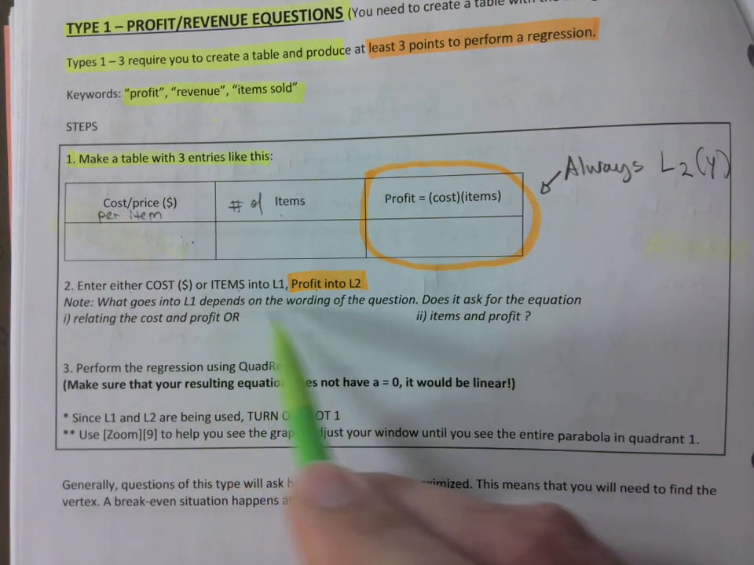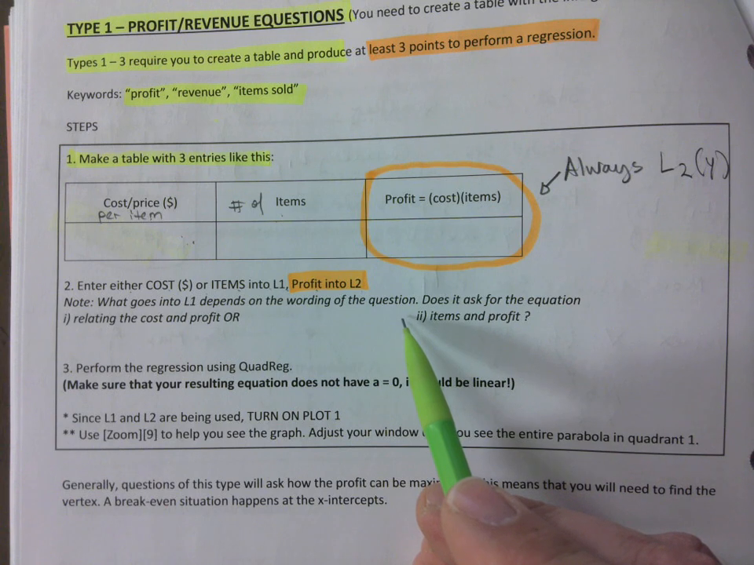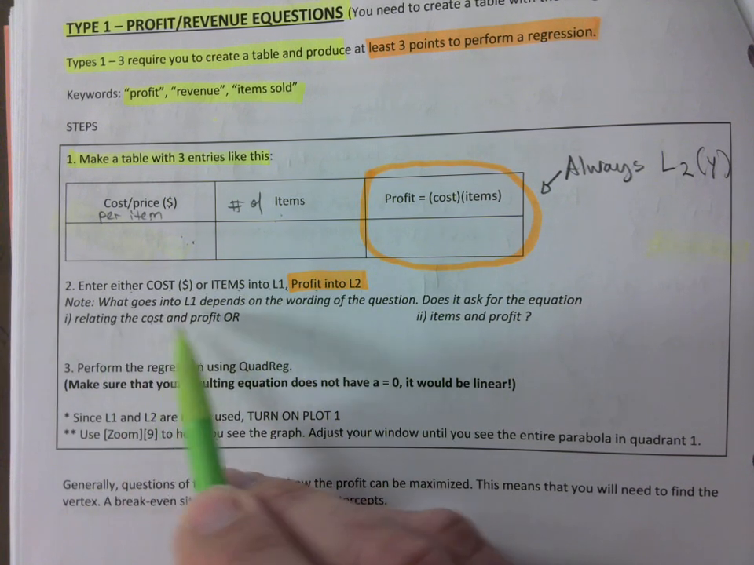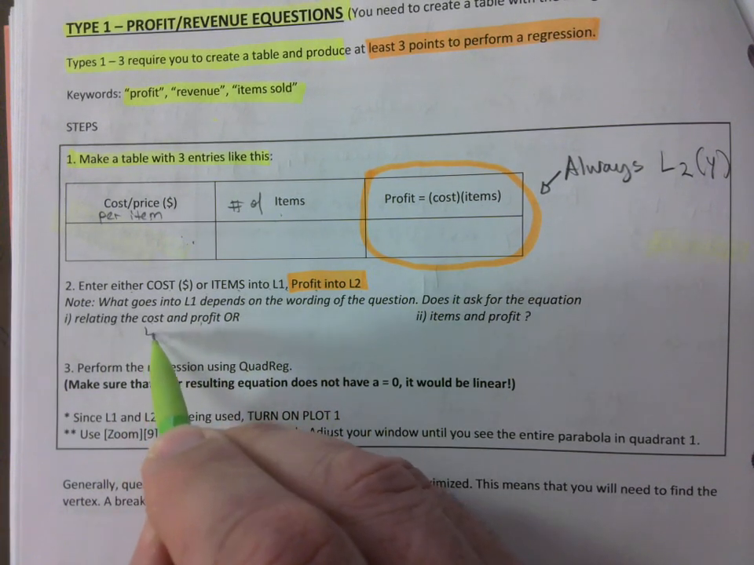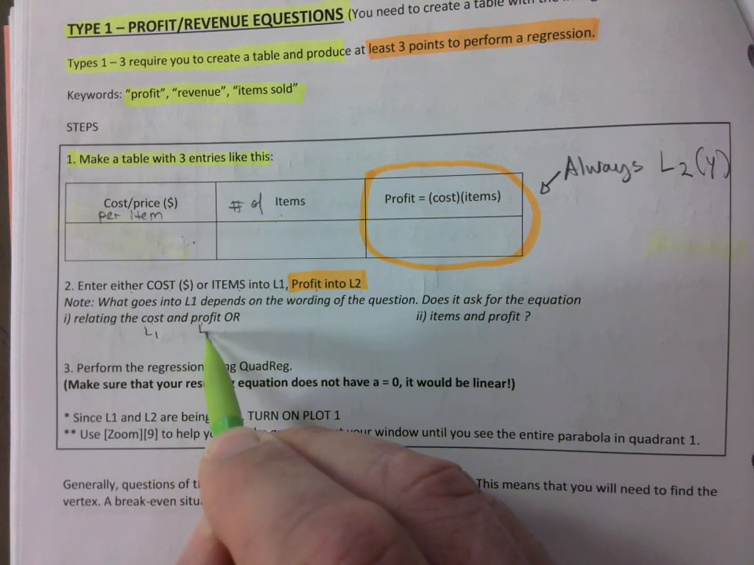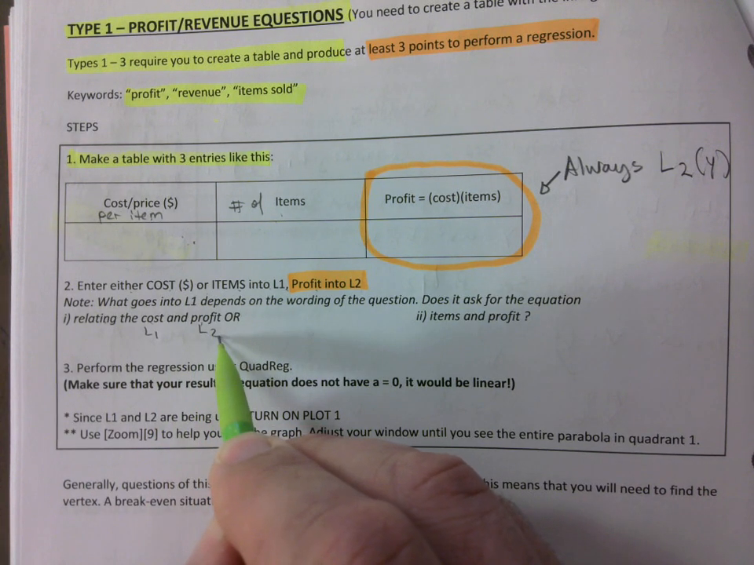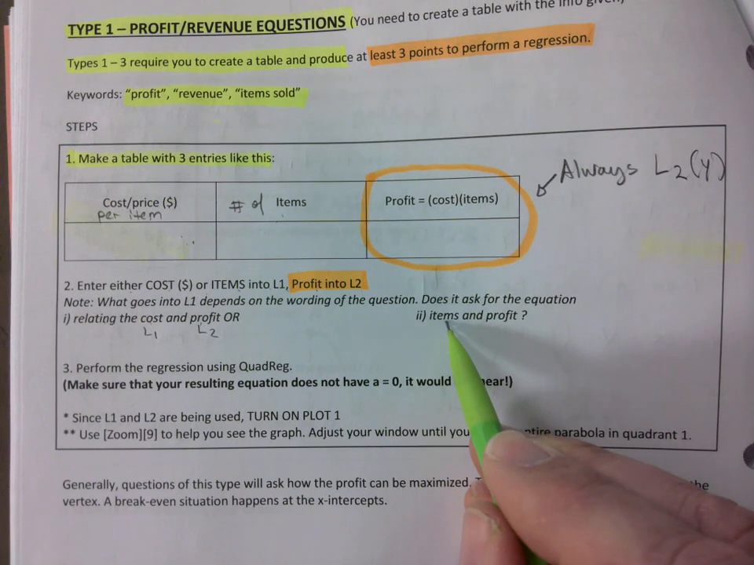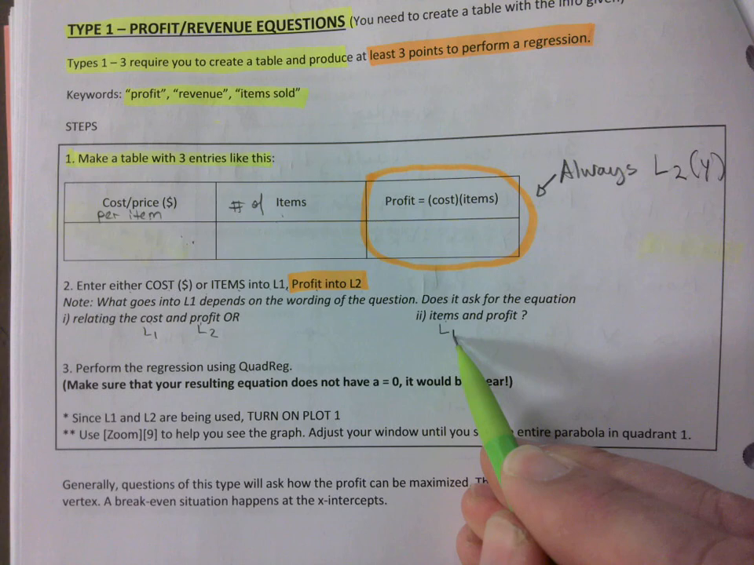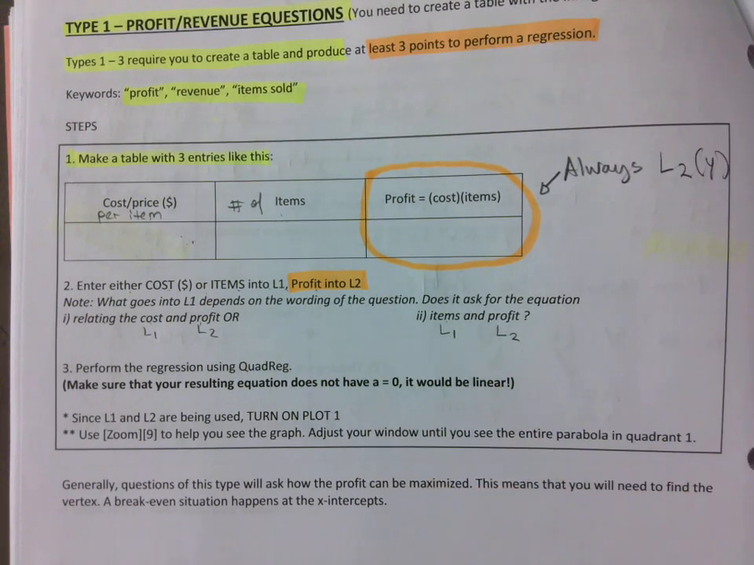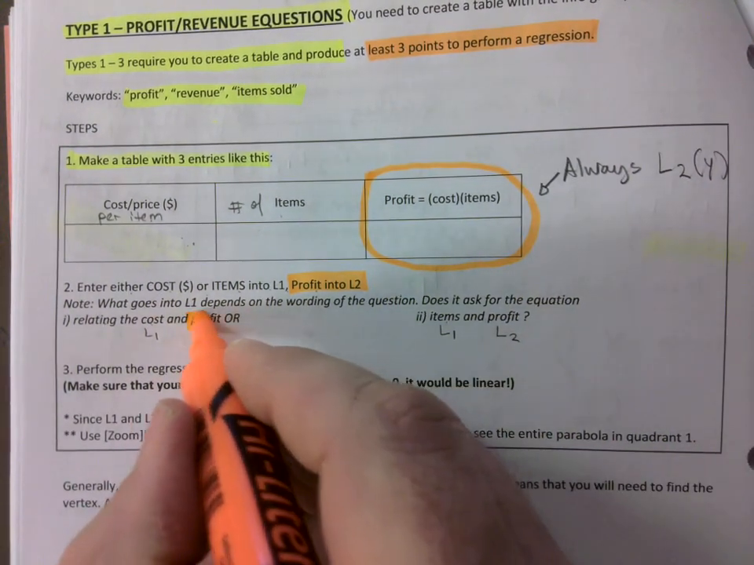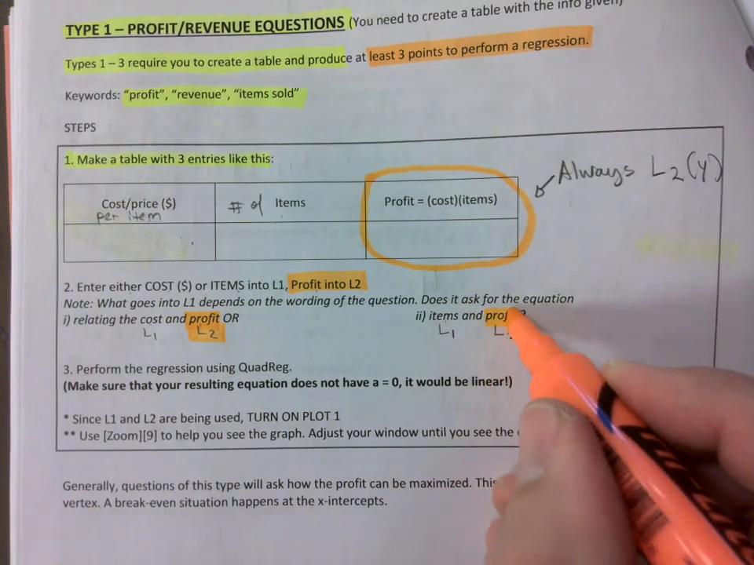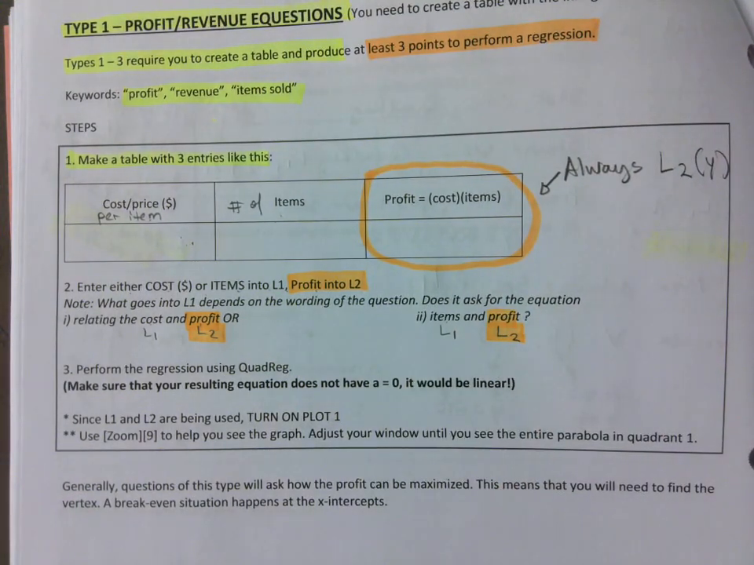What goes into L1 depends on the wording of the question. If it's relating cost and profit, then you put cost into L1, profit into L2. If it's comparing items, like the number of items you sold and the profit, then items goes into L1, but guess what? Profit goes into L2. There you have it, L2 again.